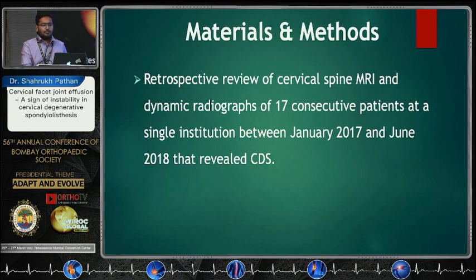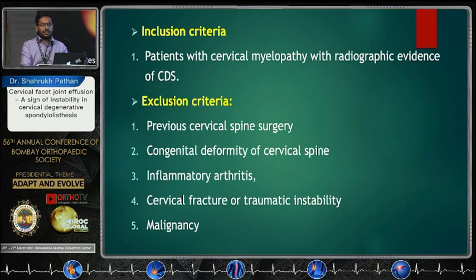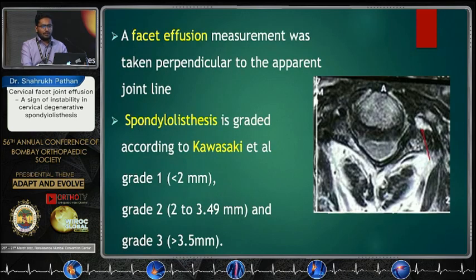We did a retrospective review of cervical spine MRI and dynamic radiographs of 17 consecutive patients at a single institute between January 2017 and June 2018. We included patients with cervical myelopathy with radiographic evidence of CDS and excluded patients with previous surgery, deformity, trauma, inflammatory arthritis, and malignancy.